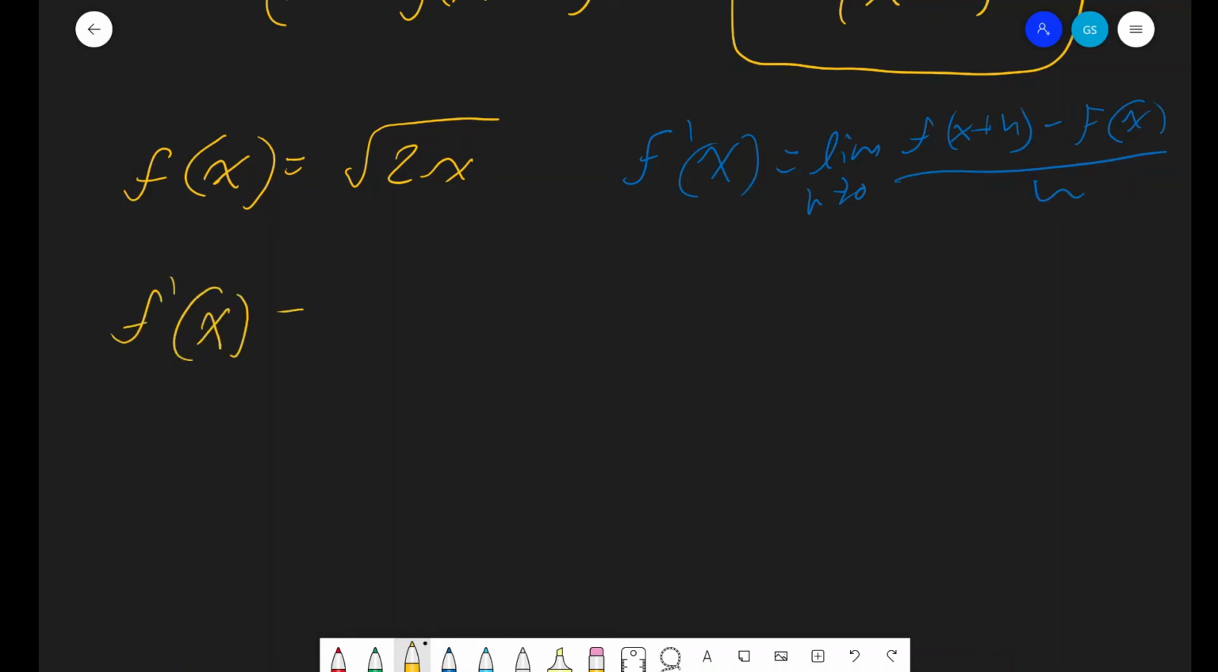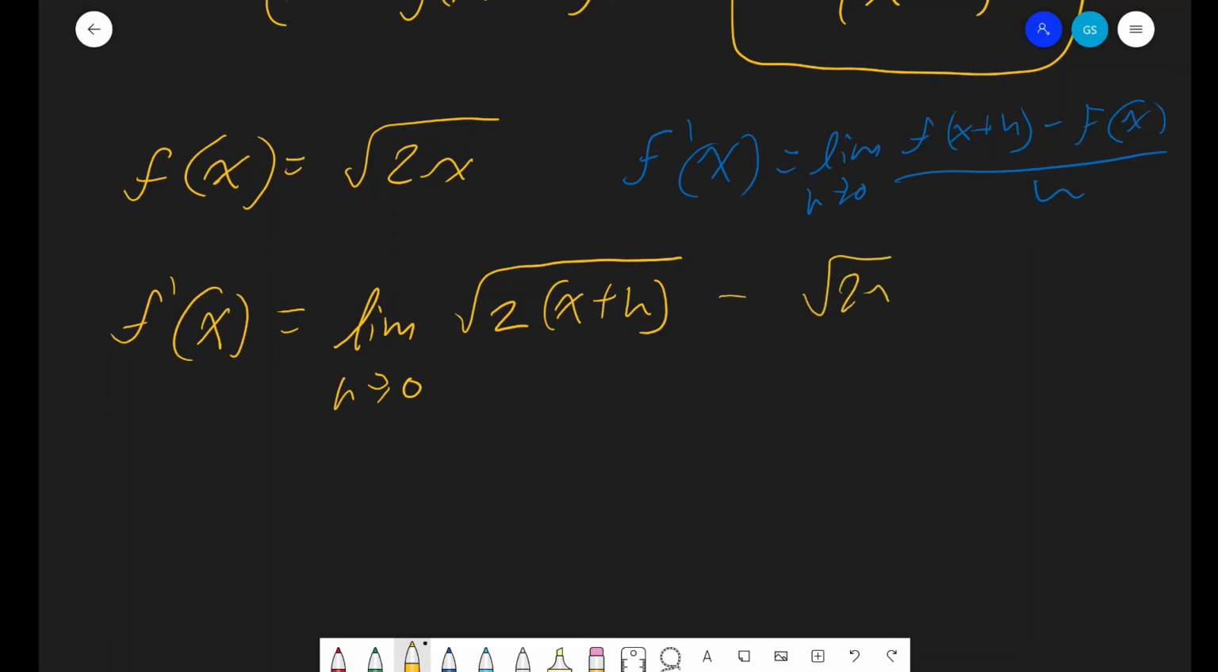So first we're going to plug in the x plus h, or actually before we do that, we write the limit of h approaching 0. Now we write it all. So basically that's root 2, and then for every x value we're going to put in x plus h first, like this, so minus f of x, which is just root 2x, over h. And then we write the limit of h approaching 0.